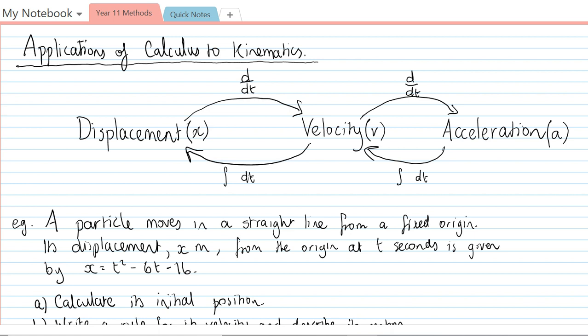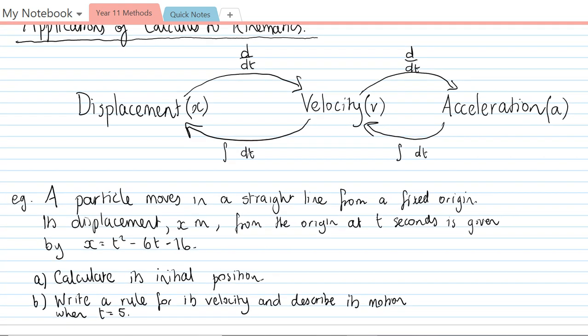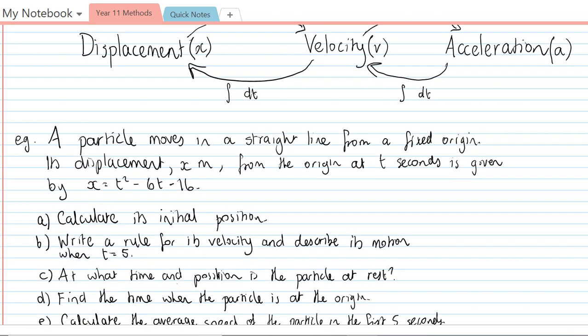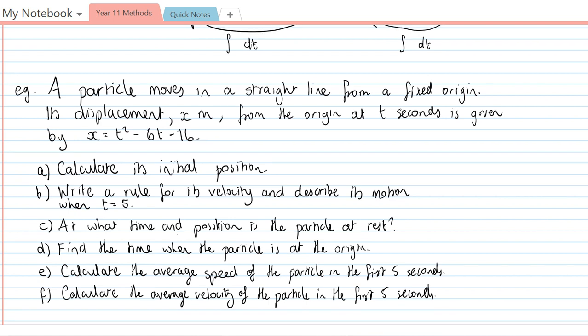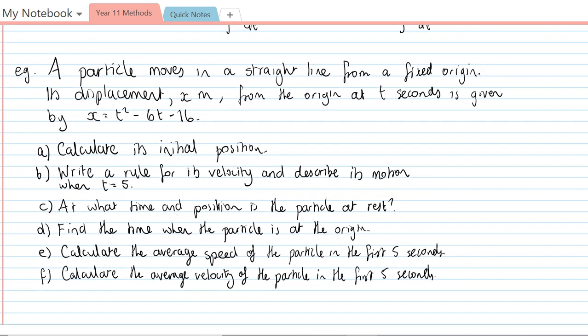So I've got an example set up here. We'll just see how this one goes, and what I would say about this question is it's a very typical question for this topic. So a particle moves in a straight line from a fixed origin. Its displacement x meters from the origin at t seconds is given by x equals t squared minus 6t minus 16. Calculate its initial position, write a rule for its velocity and describe its motion when t equals 5.